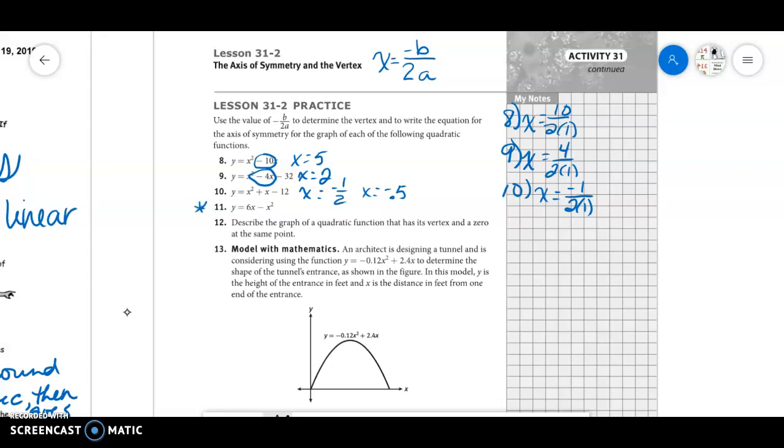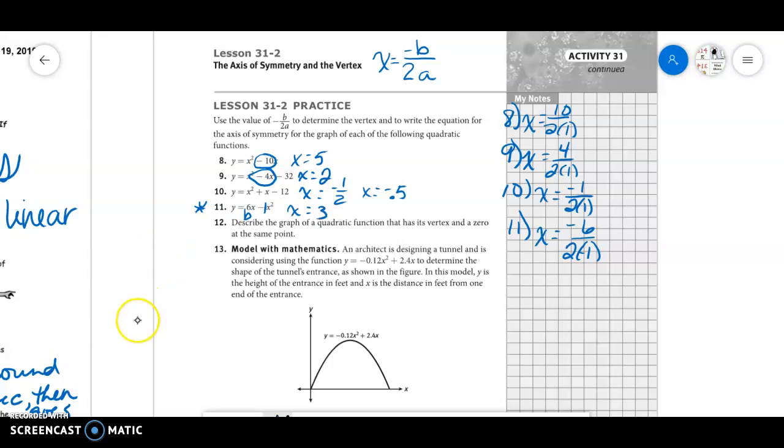And then on number 11, they tricked you. The A was actually negative 1 and the B was 6. They wrote this backwards. Some of you fell for that. So when we have B is a positive 6, so now it becomes negative 6 over 2 times negative 1. And negative divided by negative is in fact a positive.